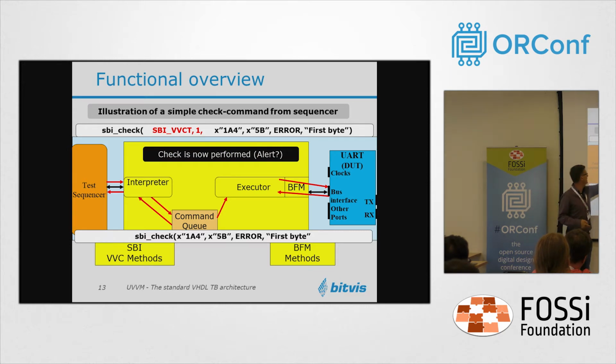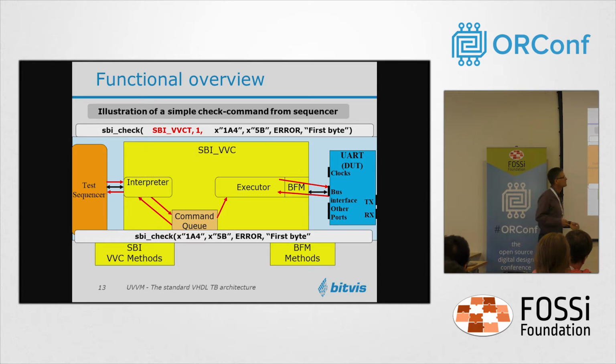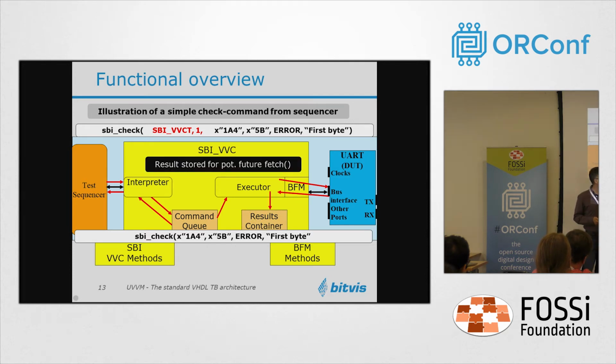It doesn't tell the test sequencer it has finished. It just does a check, and if the check is okay, it's fine. If it's not okay, then it will send out an alert. And you can also put the result in the result container so that the test sequencer can actually fetch this result later on.